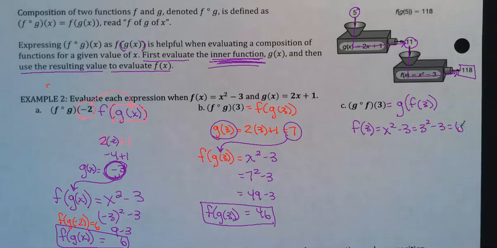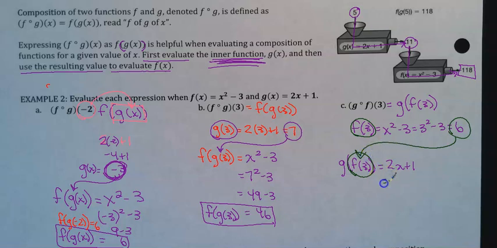Okay, so now I'm going to solve my g of f of 3. My g of x is 2x plus 1. But remember, I did the work for f of 3 and I got out a 6. So now I'm plugging that in. So this is going to be equal to 2 times 6 plus 1. 2 times 6 is 12, plus 1 is 13. So g of f of 3 equals 13.